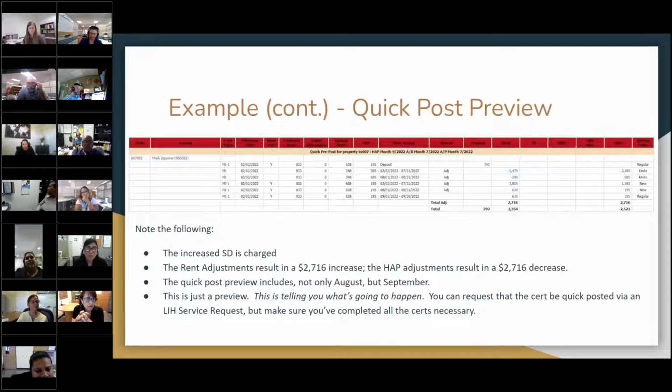Nancy, is that what you did earlier to my file when you posted the cert, and then I went back and saw those adjustments? That's what that did. Correct. Okay, great. Thank you.